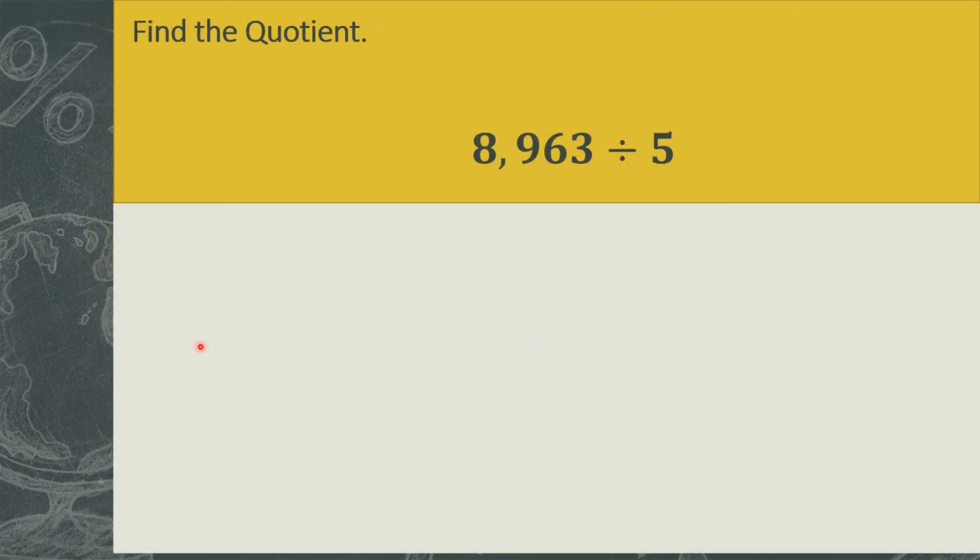Question 3 says, find the quotient. 8,963 divided by 5. If you remember, the word quotient really just means the answer for our division problem. So we're going to first write out our division problem, because I cannot solve that in my head. The little number goes outside of the division house, and the bigger number goes inside of the division house.